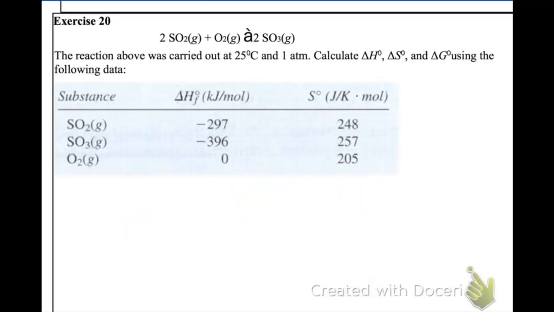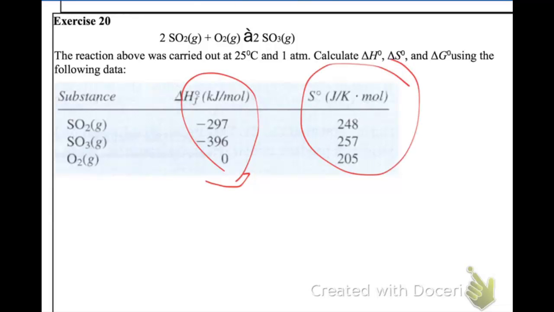Okay? Alright, so here's one that involves a lot of work. The reaction above was carried out at 25C. We need to calculate delta H, delta S, and delta G using this data. Alright, so we have data here we can use to calculate delta H, data here we can use to calculate delta S, and then we can use the formula delta G equals delta H minus T delta S.